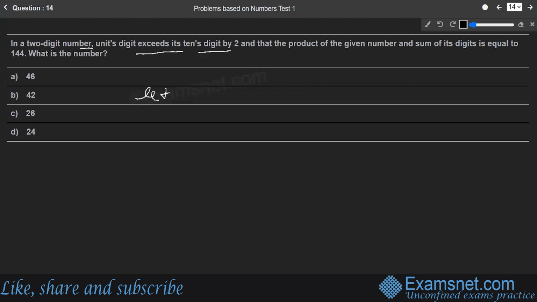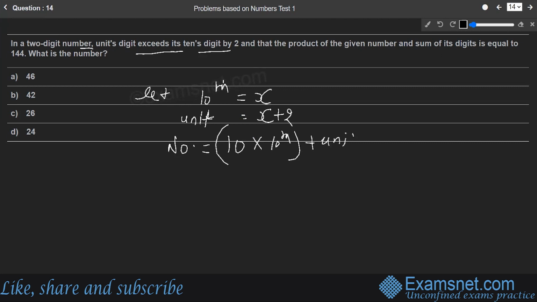So let us assume, as he says, the units digit exceeds the tens digit by 2, so we can assume the tens digit first, because that is the reference. Let the tens digit be x. So the units digit will be how much? As he says, the units digit exceeds the tens digit by 2. So the units digit will be x plus 2. So now what will be the number? The number is always calculated as 10 times the tens digit plus the units digit. If you do it, it's going to be 10x plus x plus 2, which becomes 11x plus 2. So that is the number, 11x plus 2.